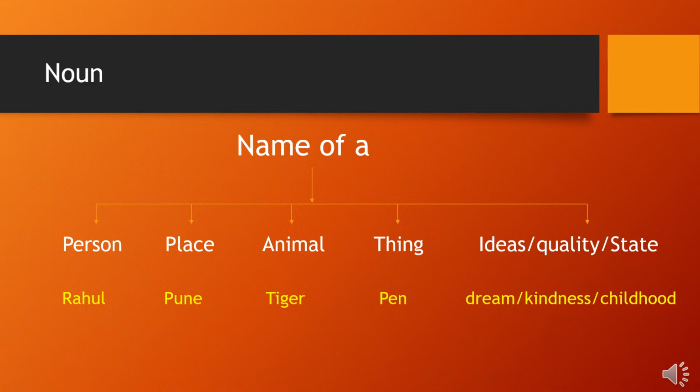What do you mean by a noun? Noun can be the name of a person, it can be the name of a place, it can be the name of an animal, it can be the name of a thing, or it can be the name of any ideas, quality, or state. For example, when you say Rahul, it is the name of a person. When I say Pune, it is the name of a place. When I say tiger, it's the name of an animal. So when we just look around, we can see many things that will fall under this category of parts of speech called as noun.